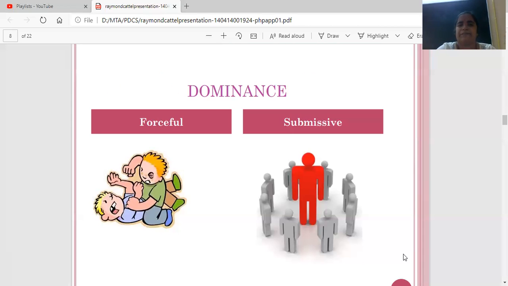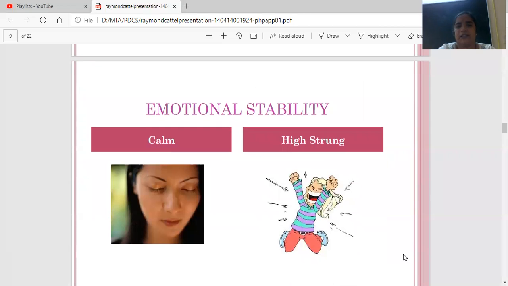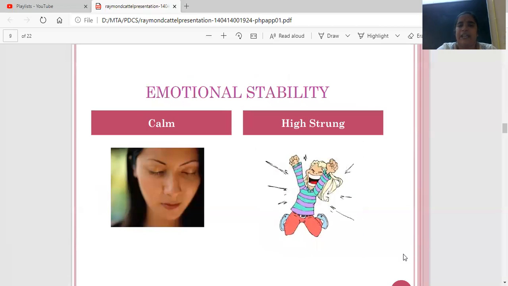Then the next one, emotional stability. We may have a very calm person or a high-strung person. If you are fans of cricket, and I think fans of MS Dhoni, we call him the cool captain.